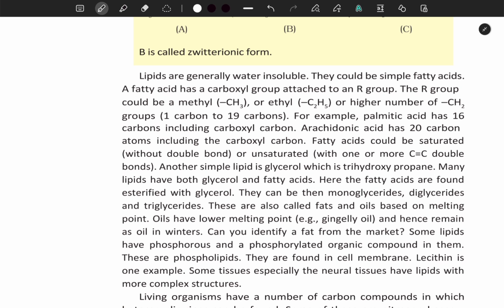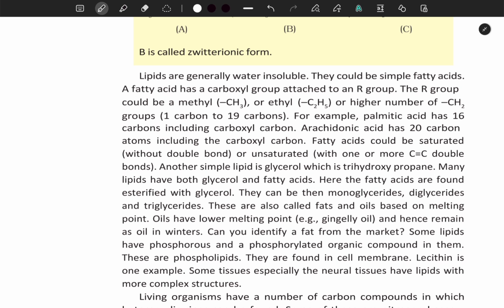The R group could be a methyl CH3 or ethyl C2H5 or a higher number of CH2 groups, 1 carbon to 19 carbons. For example, palmitic acid has 16 carbons including the carboxyl carbon. Arachidonic acid has 20 carbon atoms including the carboxyl carbon. Fatty acids could be saturated without a double bond or unsaturated with one or more carbon-carbon double bonds.